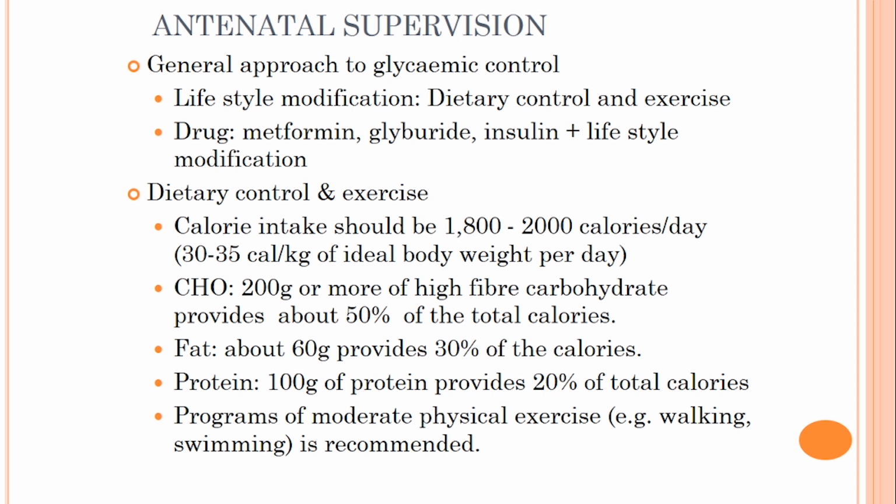So how do we go about the dietary control and exercise? Generally, caloric intake should be between 1,800 to 2,000 calories per day, which is about 30 to 35 calories per kilogram of ideal body weight per day. So the carbohydrate being taken should be about 200 grams to supply about 50% of the total calories. Fat being taken should be about 60 grams to provide 30% of the total calories. While protein being taken should be about 100 grams to provide 20% of the total calories.